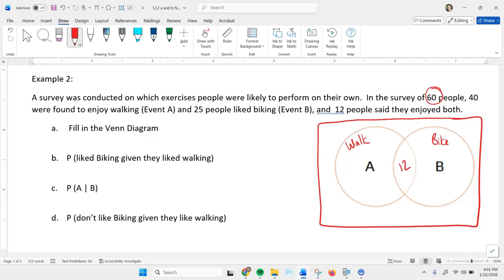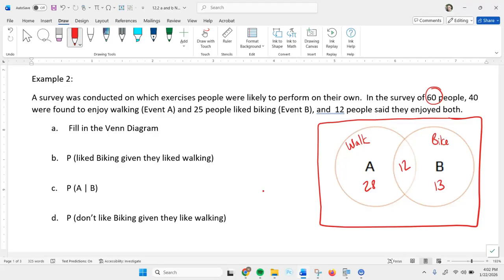Now there were 40 people that enjoyed walking, so this circle has to total 40. 12 of them we already have written down, so that means 28 only walk and don't bike. 28 plus 12 would be 40, or 40 minus 12 is 28, however you want to compute that. And then for this circle, again, we have the 12 people we already have recorded. 25 like biking, so that means there's 13 that only bike and don't like to walk.